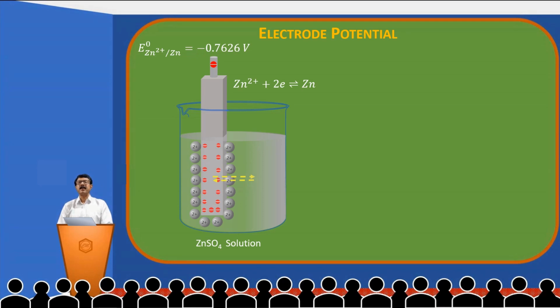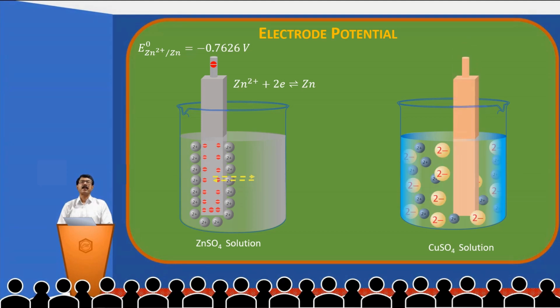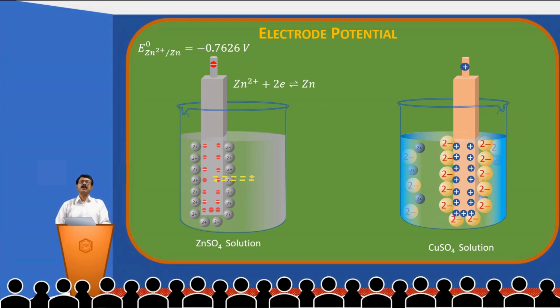Now let me construct a copper electrode. For that, I am dipping a copper rod into copper sulfate solution. Copper has a tendency to accept electrons rather than to release electrons. So copper ions from solution move towards the electrode and get electronated. Electronation means addition of electrons. Thus, a reduction process occurs. That is, Cu2+ plus 2 electrons giving Cu. Since copper has a higher tendency to accept electrons, the standard electrode potential of copper is positive, plus 0.34 volts.